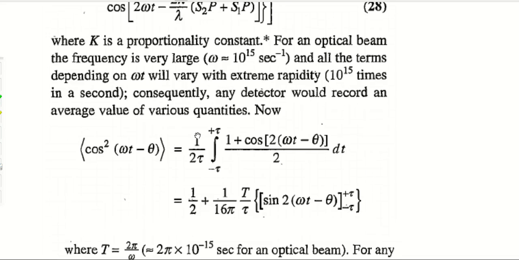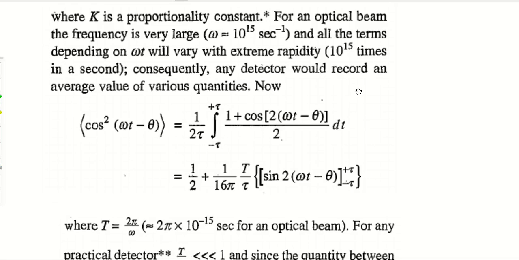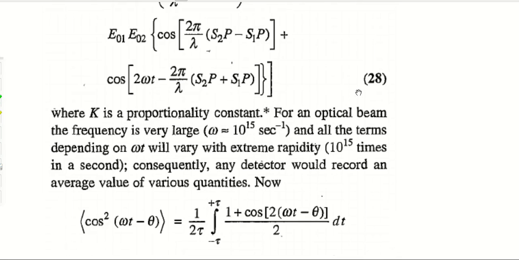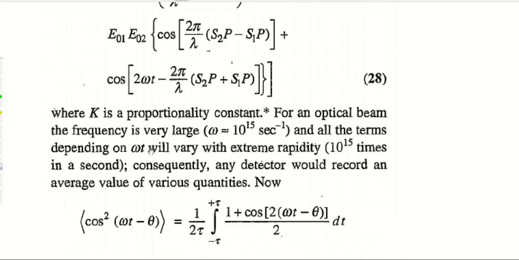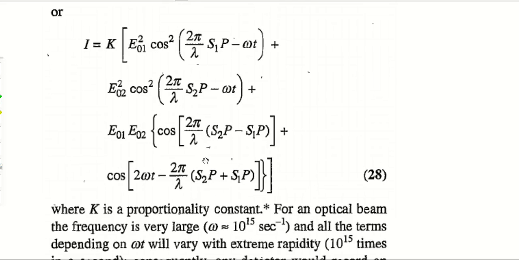Now we know that an optical beam has a large frequency, of the order of 10 to the power 15 hertz, that is, per second. So the wave changes its shape 10 to the power 15 times per second. So it is a very rapid thing, and if one measures the intensity practically, it will measure the average value of each term which involves time. So cos square (omega t minus theta) is there. Say theta is this part.